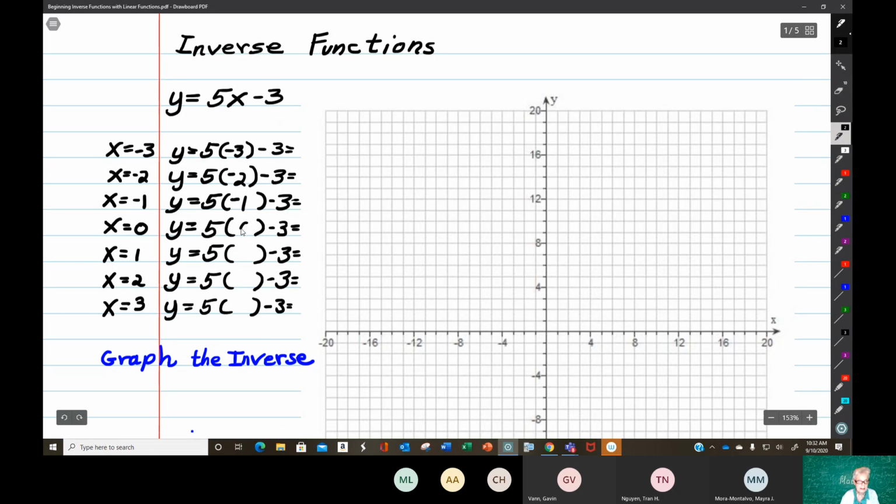-3, -2, -1, 0, 1, 2, 3, and now we're going to calculate. 5 times -3 is -15, minus 3 is -18. 5 times -2 is -10, minus 3 is -13. 5 times -1 is -5, minus 3 is -8. 5 times 0 is 0, minus 3 is -3. 5 times 1 is 5, minus 3 is 2. 5 times 2 is 10, minus 3 is 7. And 5 times 3 is 15, minus 3 is 12.